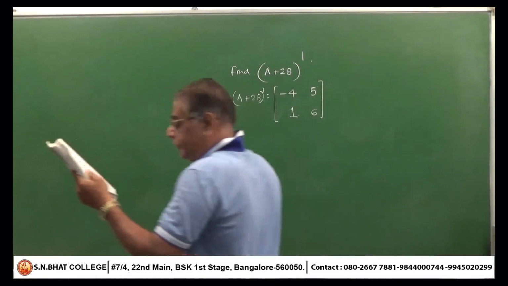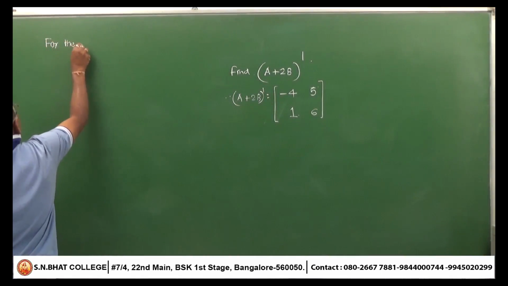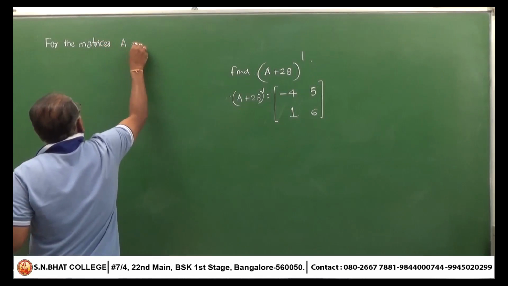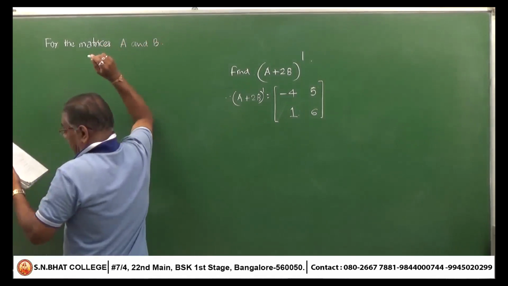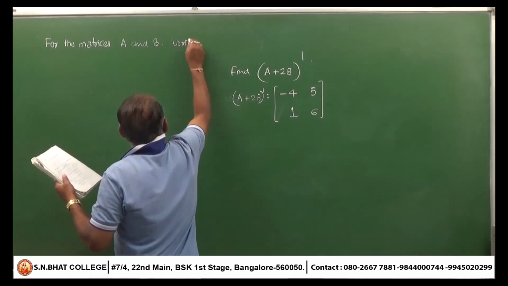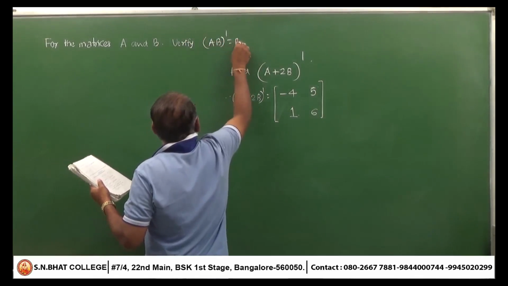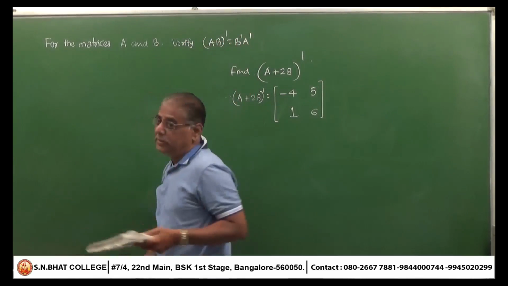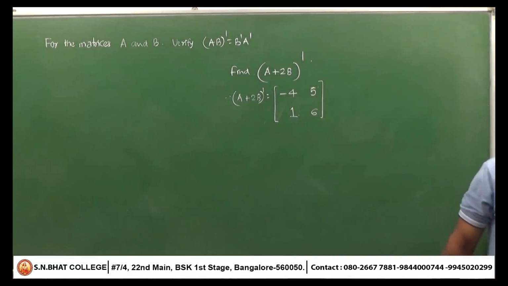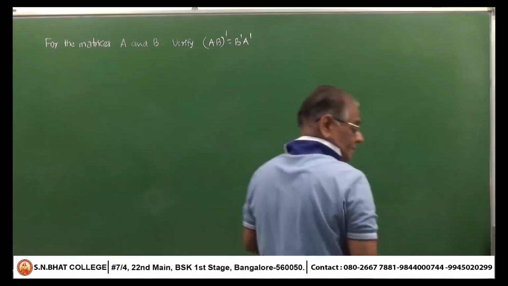For the matrices A and B, verify that (AB) whole transpose is equal to B transpose A transpose. See, in the properties of transpose, the last property is (AB) whole transpose is B transpose A transpose.